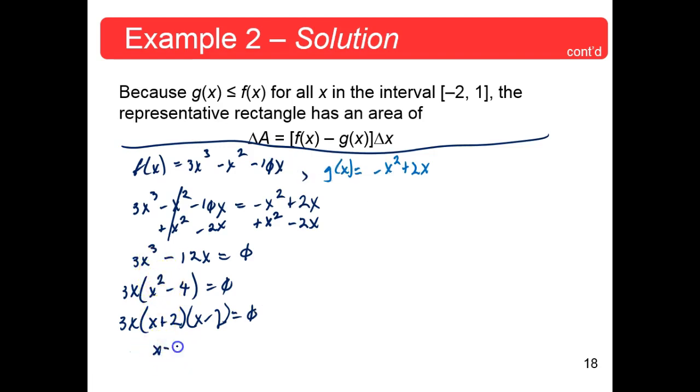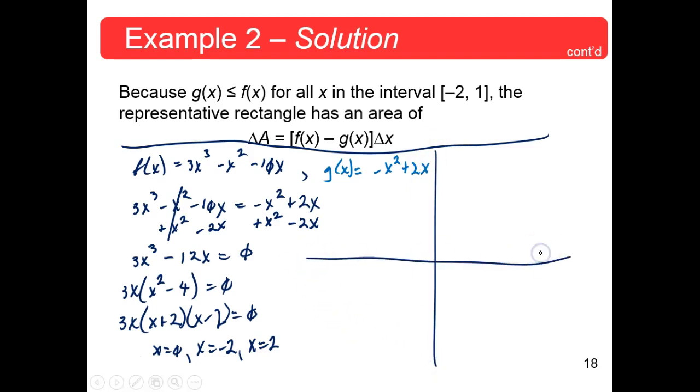X equals 0. Okay. X equals negative 2 and x equals positive 2. Okay. Now, when I draw my graph, you'll see exactly that those three are there.